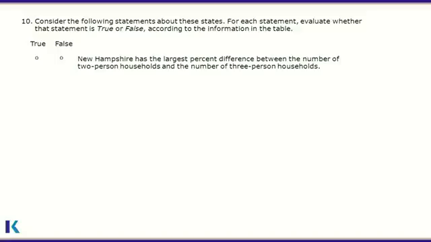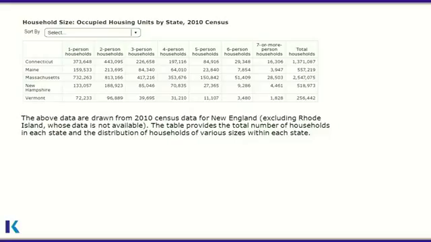The first one asks you to find the percent difference between 2-person and 3-person households in New Hampshire, and compare that to the percent difference between 2-person and 3-person households in each other state. Recall that percent difference can be calculated by finding the difference between the two numbers and then dividing that difference by the original. Now look at the table. For New Hampshire, that's 189,000 minus 85,000, all divided by 189,000. Plugging this into your calculator gets about 0.55 or 55%.